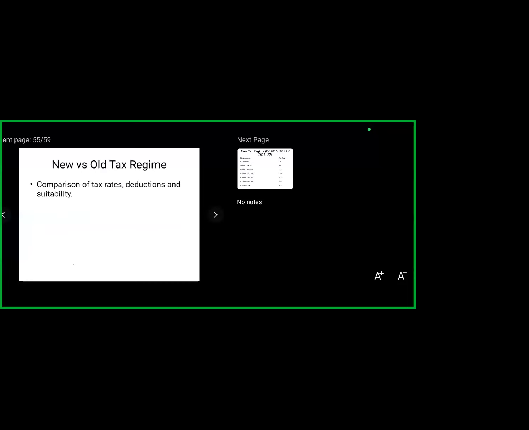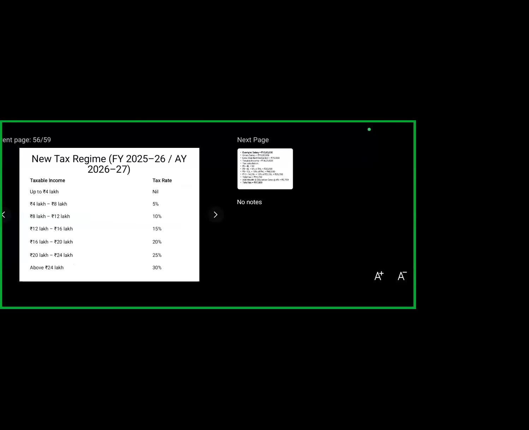New versus old income tax. On the basis of tax rate, you can differentiate. Deductions, you can differentiate. And suitability, you can differentiate. We'll have that comparison at last. We'll first of all go through the example.